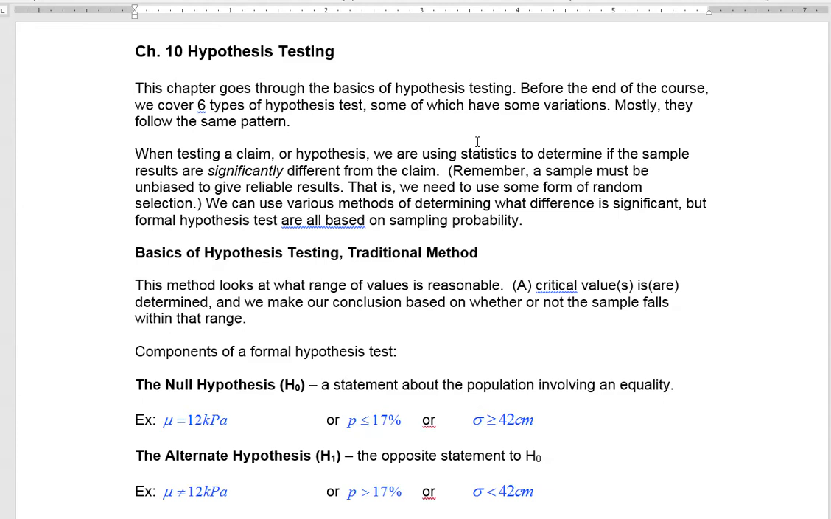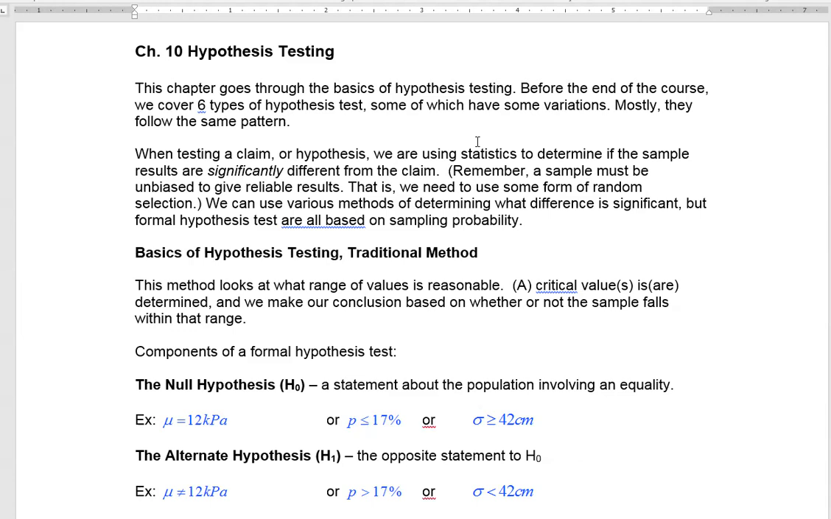In all of them, what we're trying to do is look at a sample and see, do the numbers bear out what the claim says? So does the claim seem probable given the results of the sample, or does the sample seem probable given the results of the claim? You can look at it either way. So what we're going to be looking at in all of these is taking that sampling probability we looked at earlier and applying it to various sorts of claims.